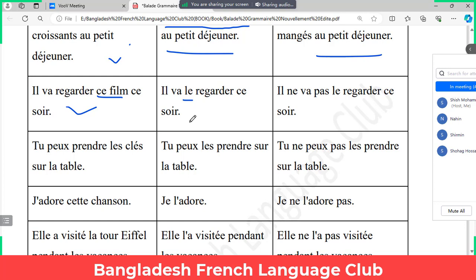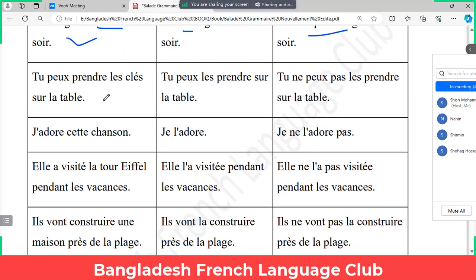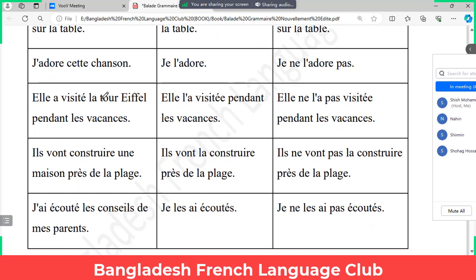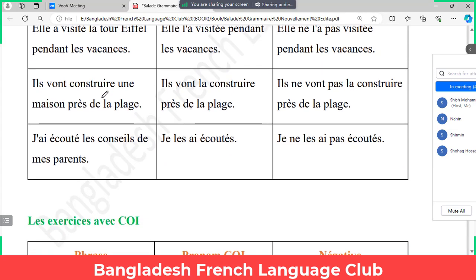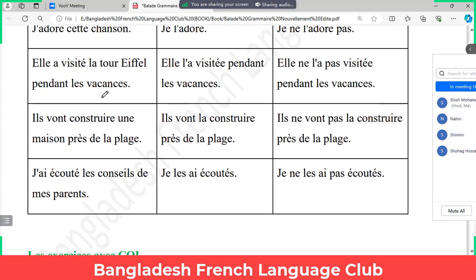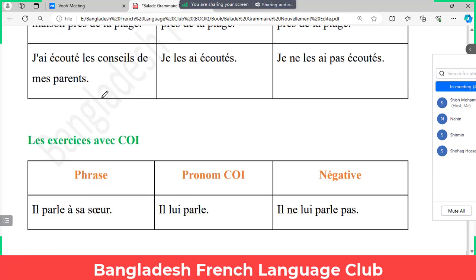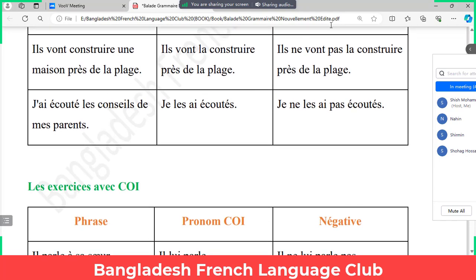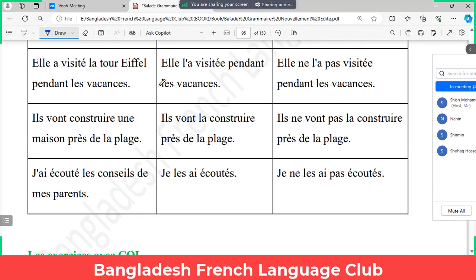Ce soir. Good. And negative is the same way. Right. So yeah, this is the thing. And okay, so you understand it, right? The direct object complement. Okay. So let's see some indirect object complement. Okay, we need to go through again. So let's exercise. These are all about the direct object complement.